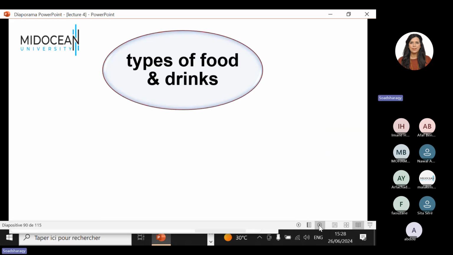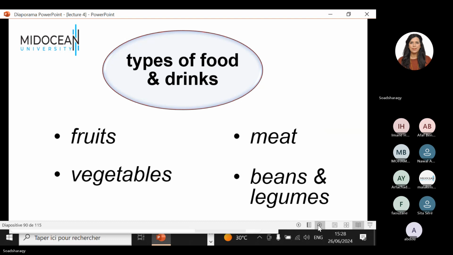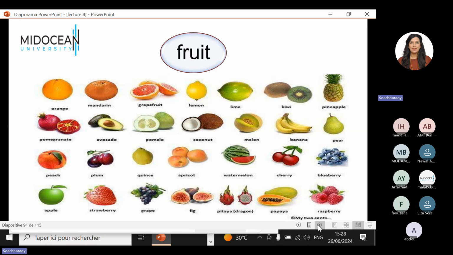Now let's move on to see types of food and drinks. Okay, here as you see you have examples like orange, grapefruit, lemon, this is pineapple, banana, pear, cherry, watermelon, okay, apricot, peach, apple, strawberry, grape, fig, and so on. You have many examples here.